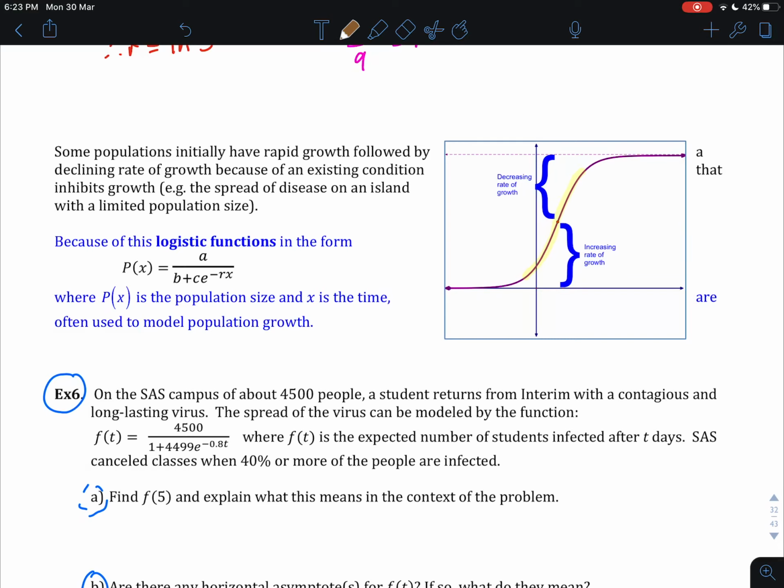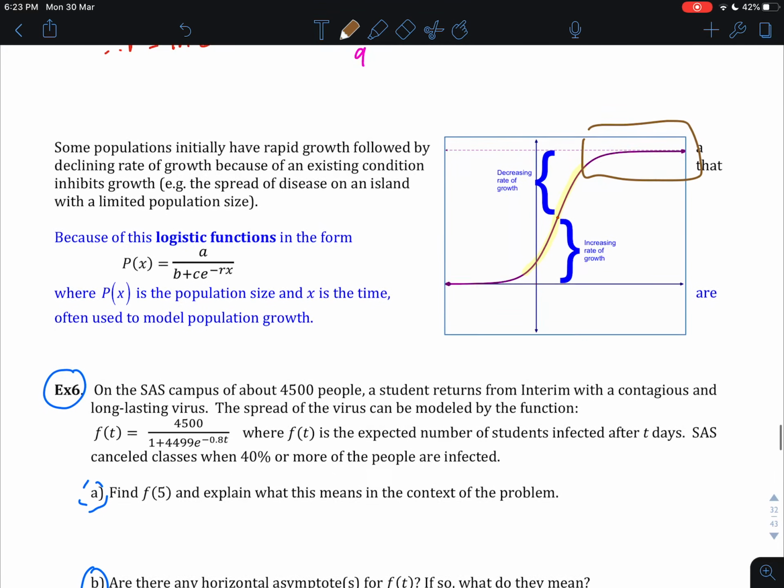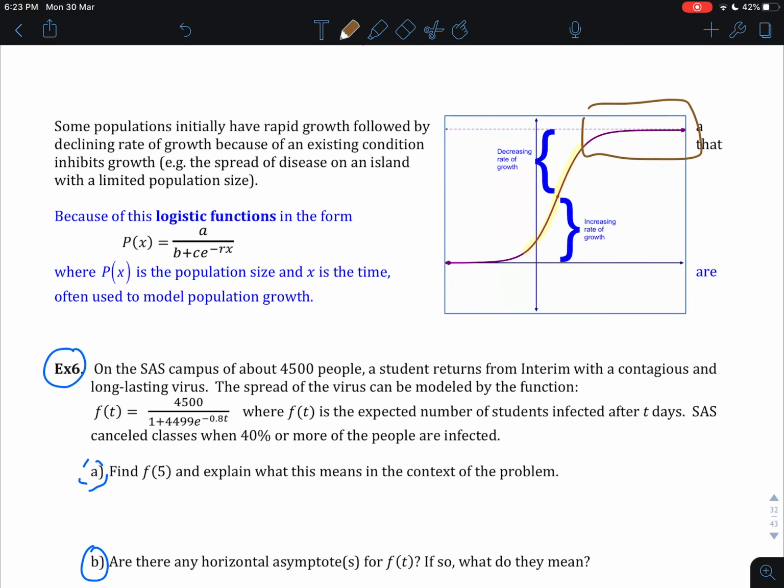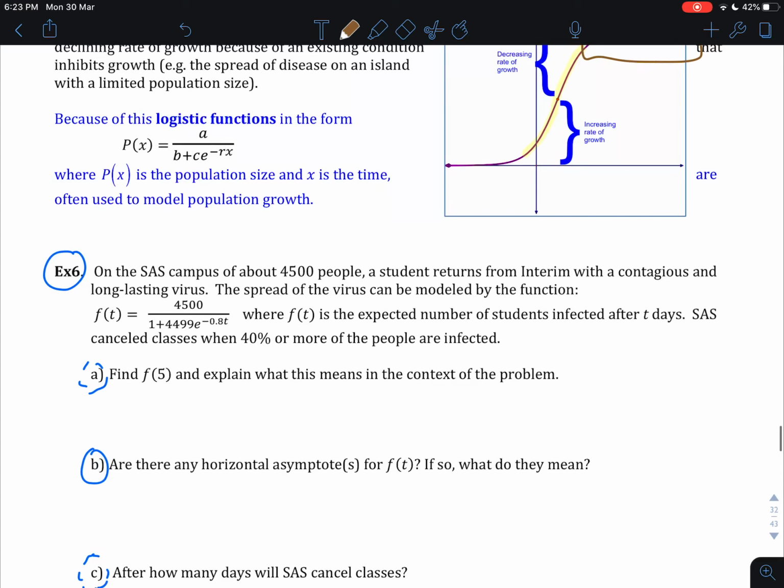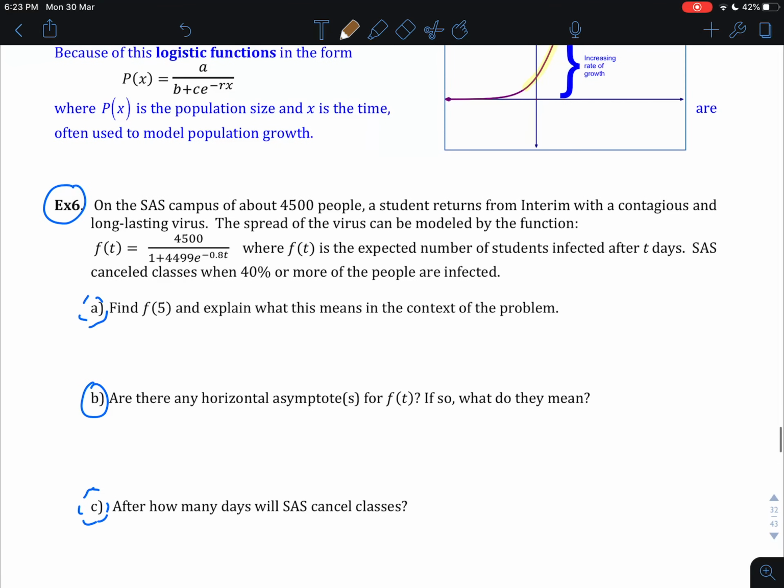or if you think of bacteria growing in a petri dish, there's only so many that can grow, and so you have this leveling off effect that starts to happen, and that's why a logistic model is really a good model to describe things like the spread of disease, where we have a limited population size, for instance.